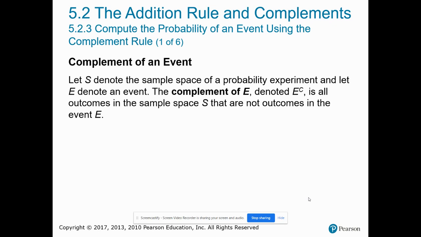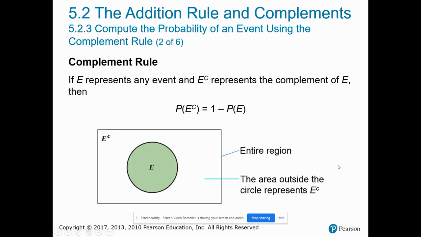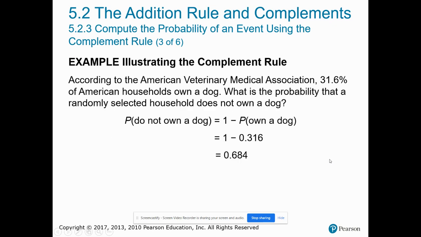Now the complement of an event is everything that are not outcomes of E, everything in the sample space that are not in event E. And notice we denote it with a capital E and a superscript of a C. Here's a picture of it as a Venn diagram. So let's take a look at an example.